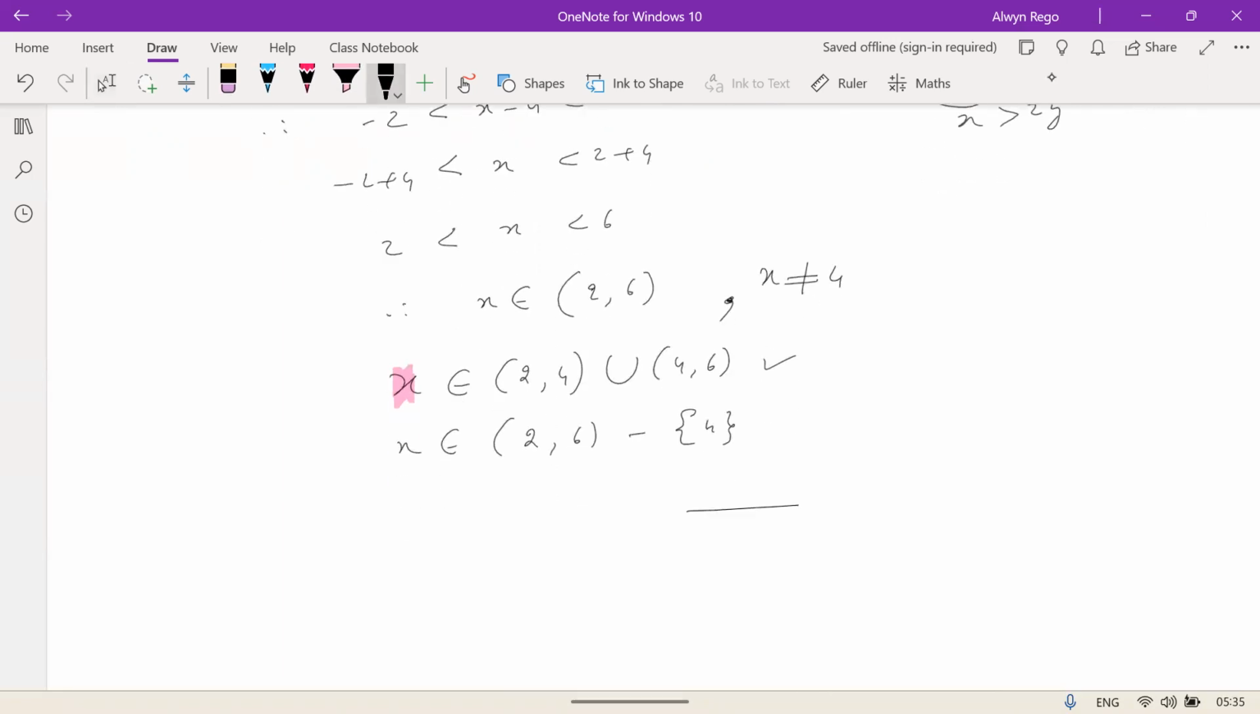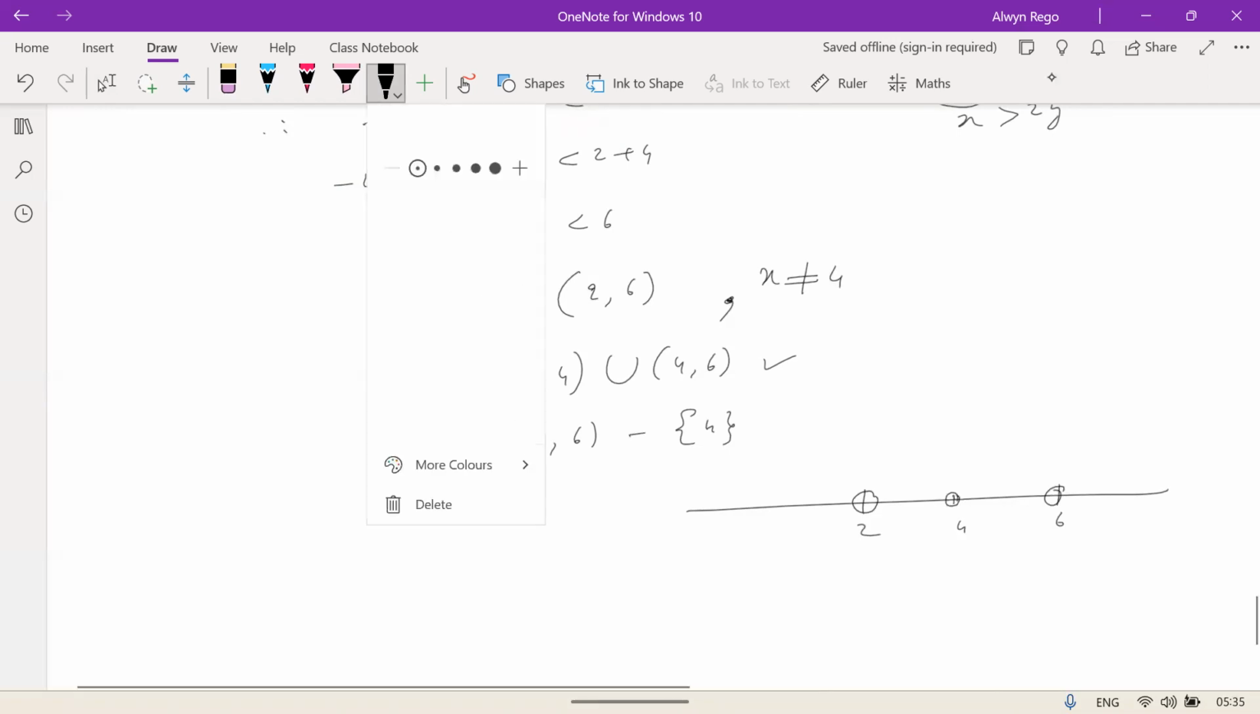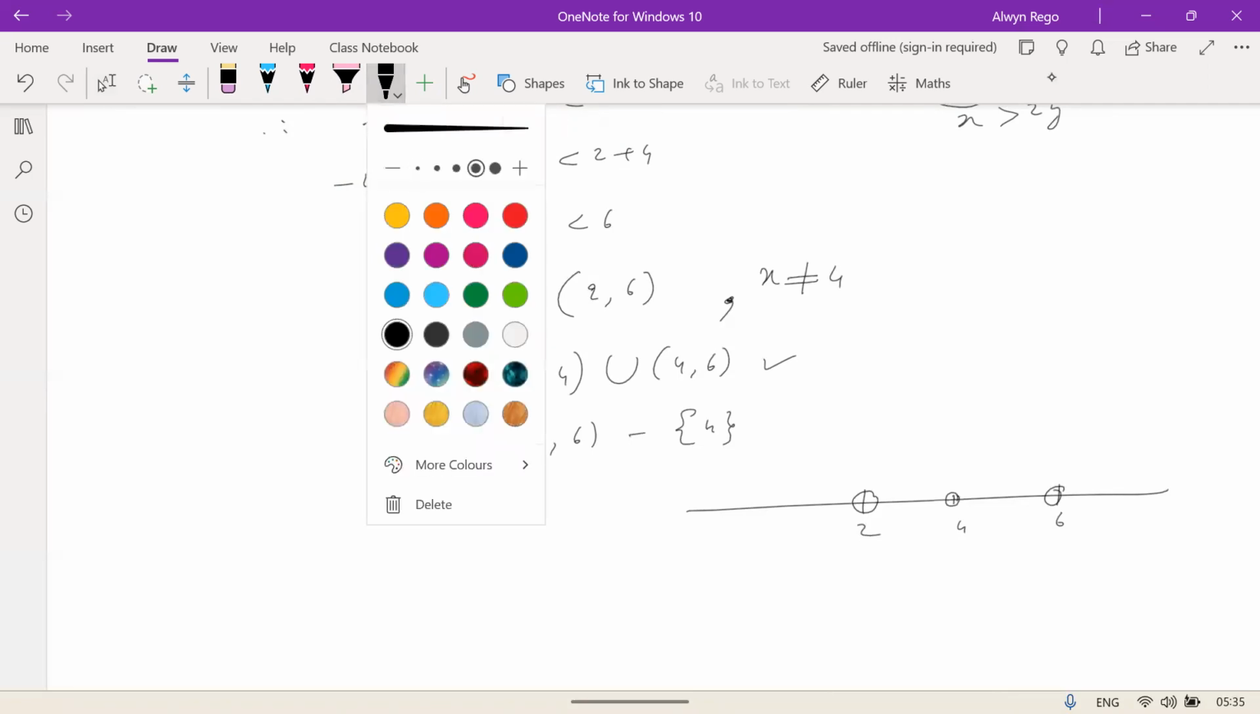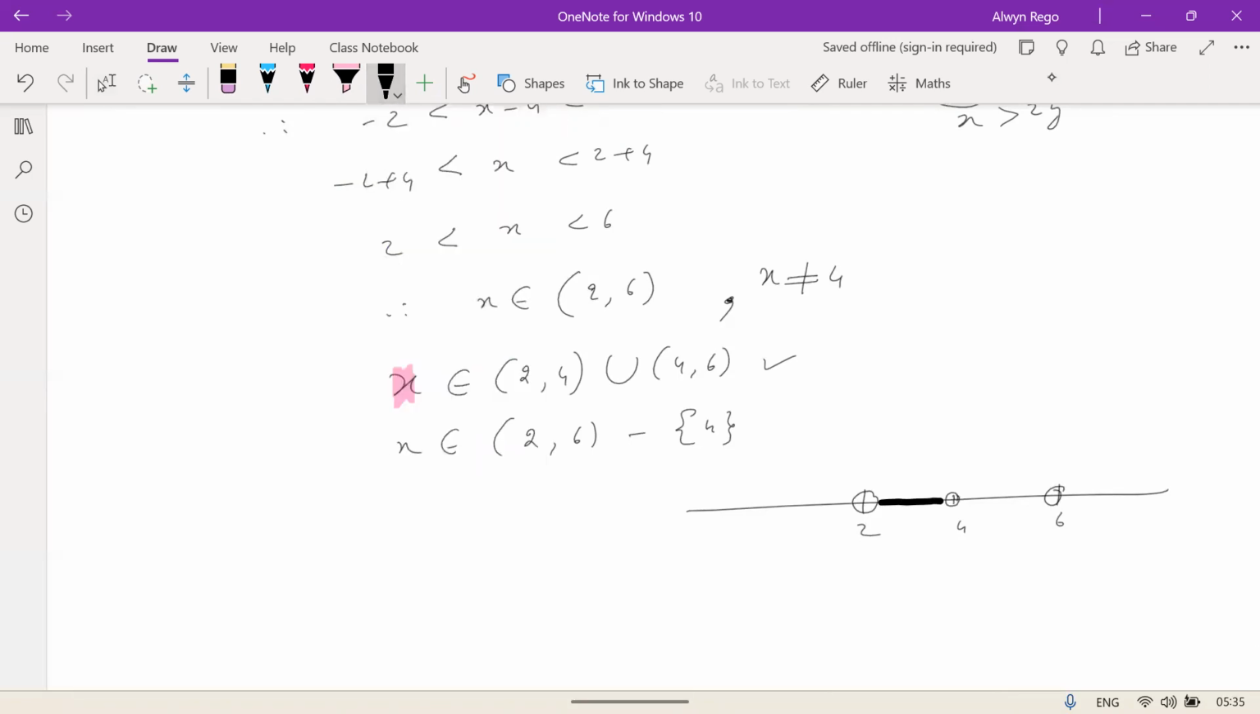Different ways of looking at it. Actually, if you write this one, this is 2, this is 6 here, this is open, and here is 4. So this is also kind of a hole here. So what you can do is that you can show your solutions like this. You can show your solutions between 2 to 4 and 4 to 6 here. All these are the values where you find your solutions for the inequality here.